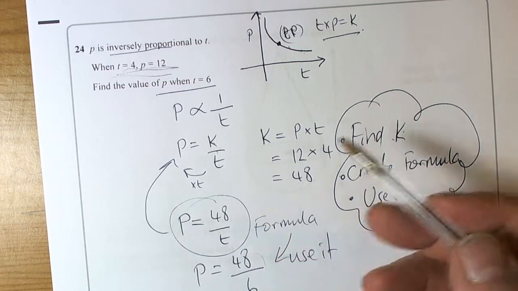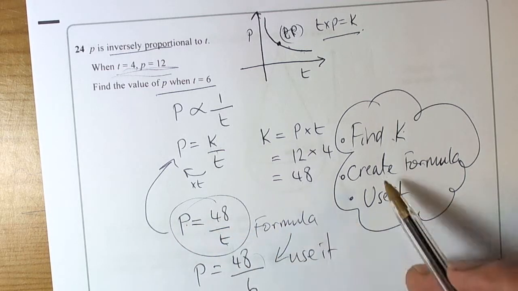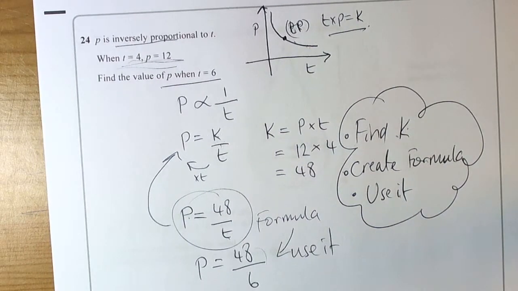Sometimes you've got to rearrange it. For example, if they'd said what a p value was and they wanted a t value, then we'd have to rearrange this to make t the subject. But it's generally the same kind of process all the time with proportionality.